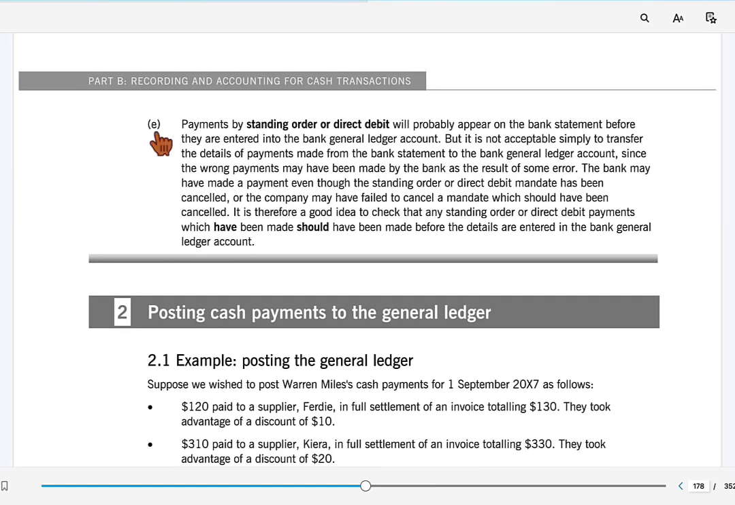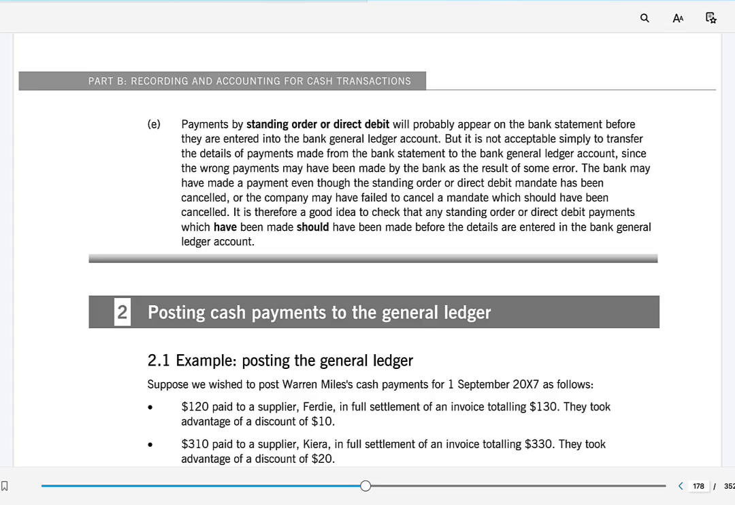Procedure E. Authorized details of all standing orders and direct debits are to be filed, and the details of any such payments are to be agreed to the file before being transferred from bank statements into the bank general ledger account. This procedure is very important. Standing orders and direct debits are automatic payments. A standing order is when the business tells the bank to pay a fixed amount regularly. A direct debit is when a supplier takes money from the business account automatically.